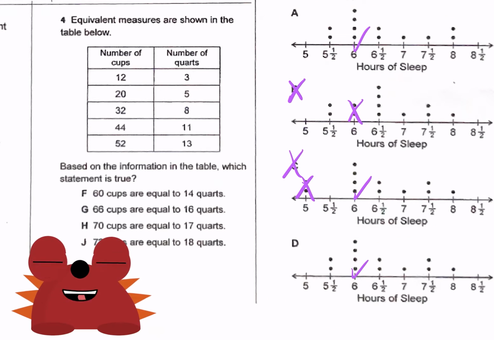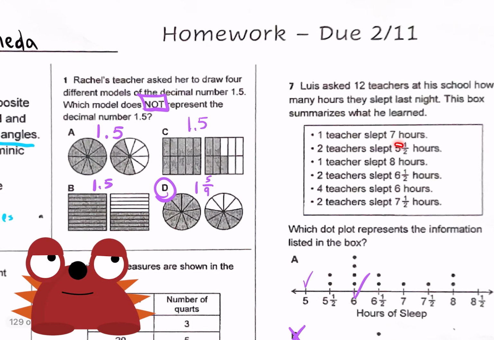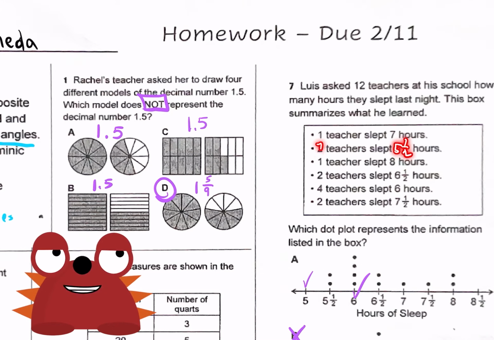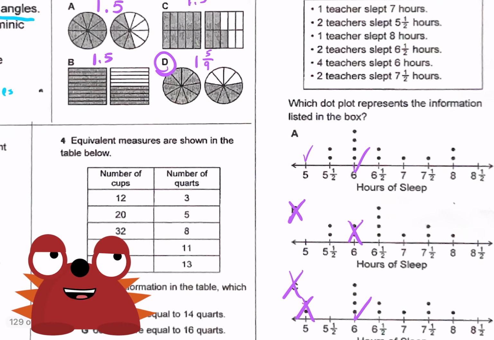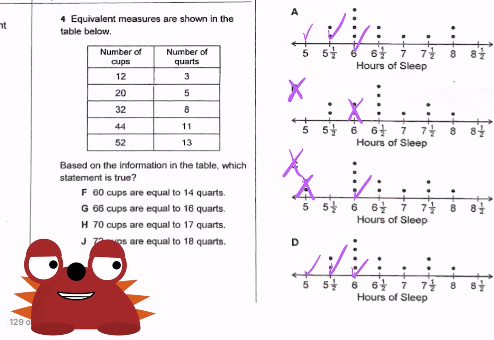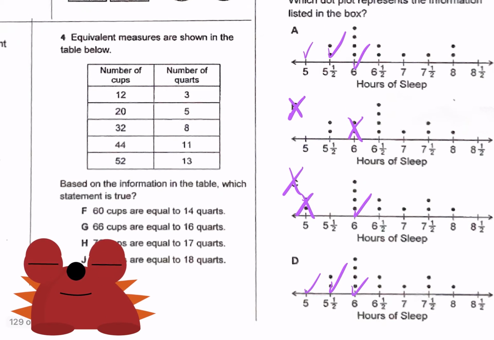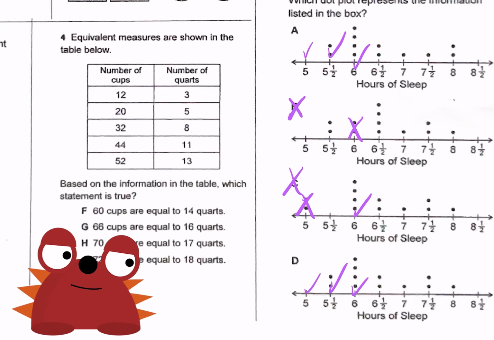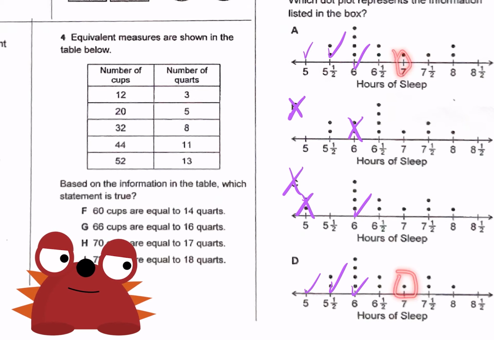So for 5, there's nothing. So that's good. For 5.5, it has 2 for each one. So over here, 5.5 has 2 teachers. So that one is correct. For 6 hours, we said there was 4 teachers, so that's good. Everything here looks like it's the same. 2 dots for 6.5, 1 dot for 7.